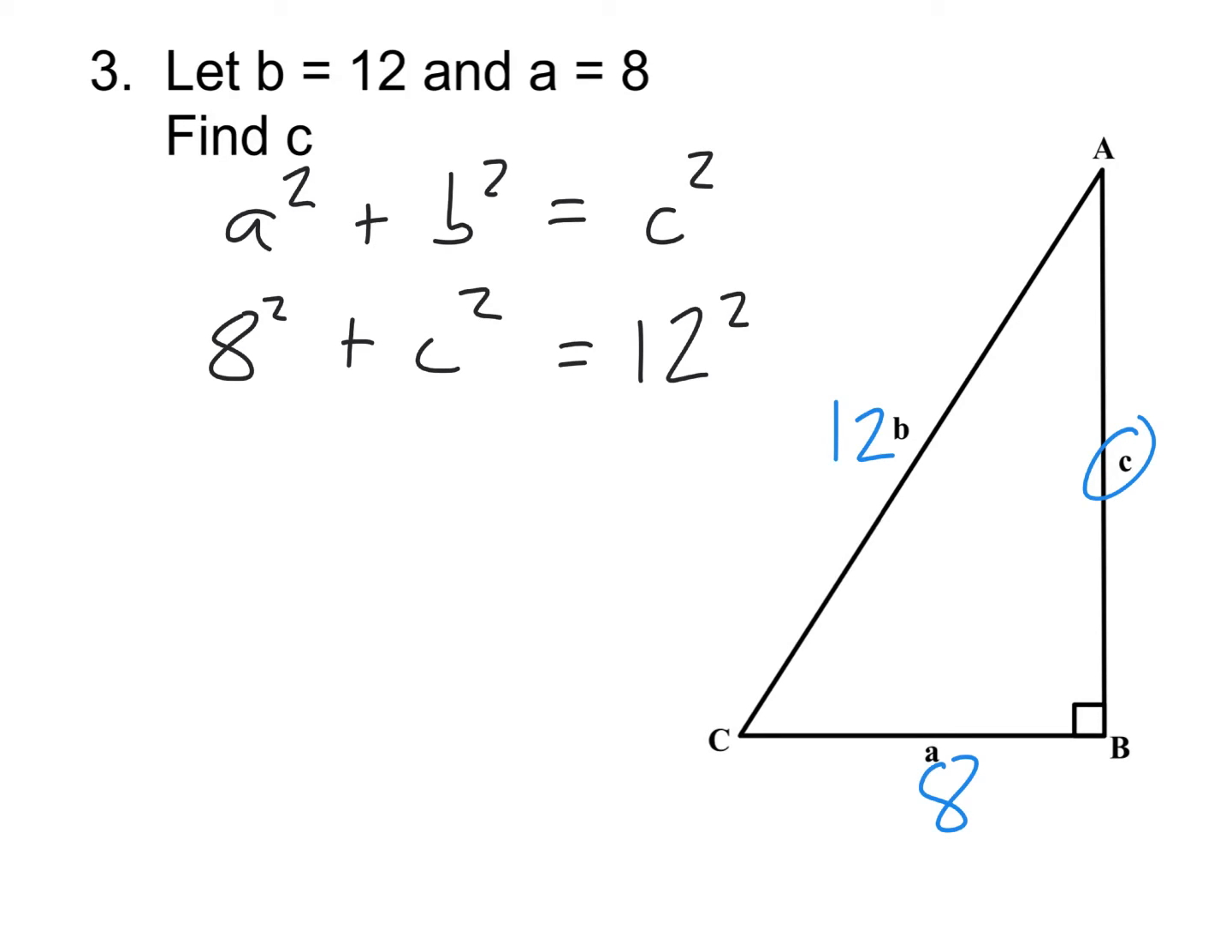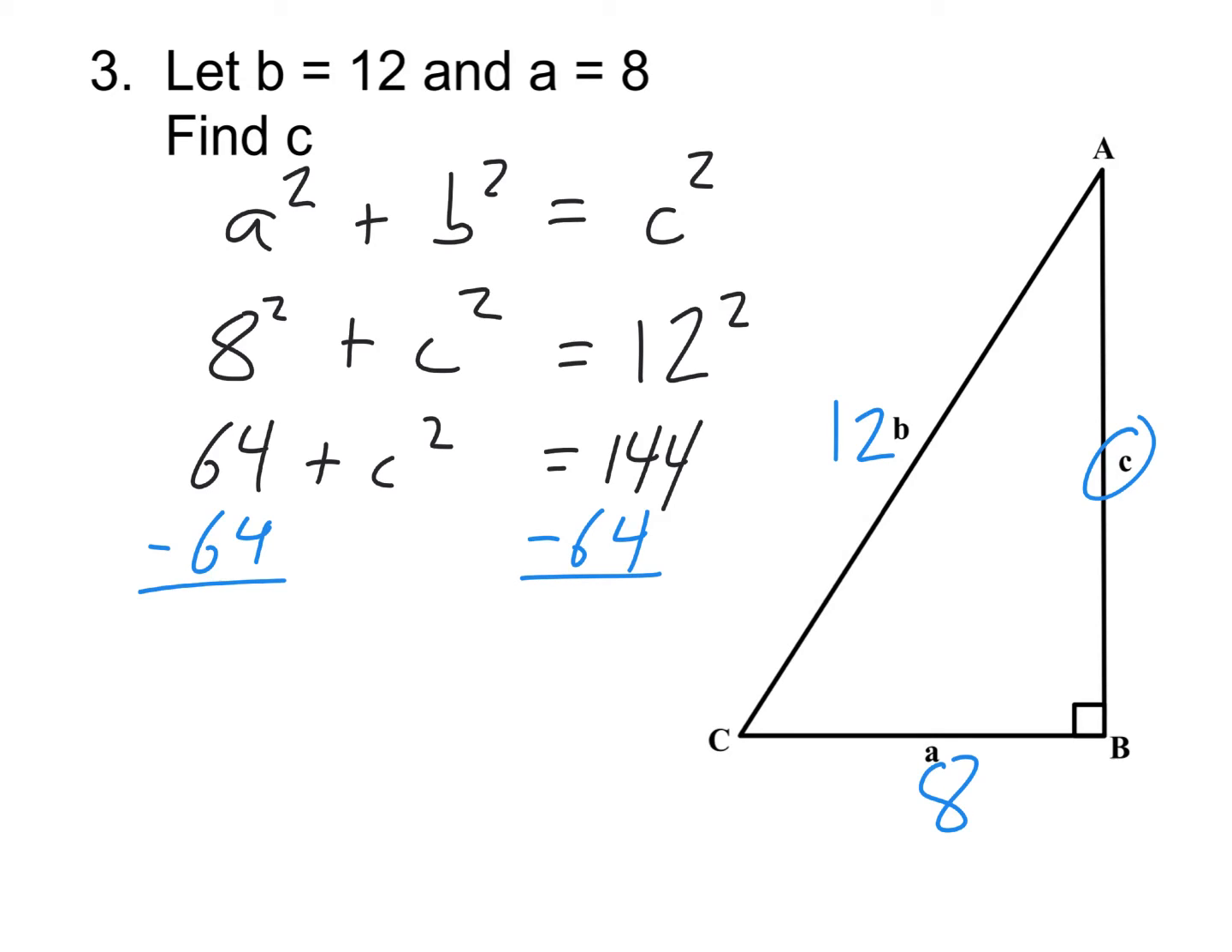Now that I wrote my equation, I can go ahead and solve it out. I can do the 8 squared. I can do the 12 squared. And then I can move the 64 to the other side. So now we got C squared equals 80. And then to solve that, I take the square root of both sides. So that gives me the square root of 80.